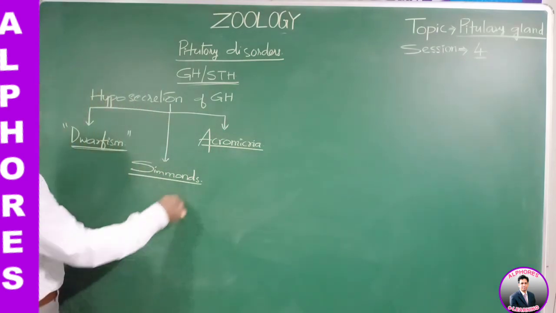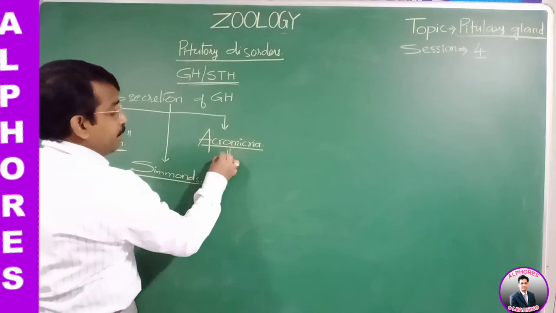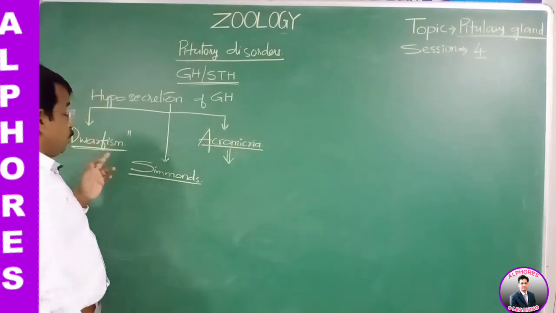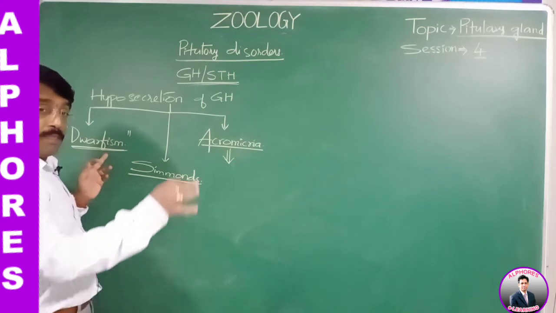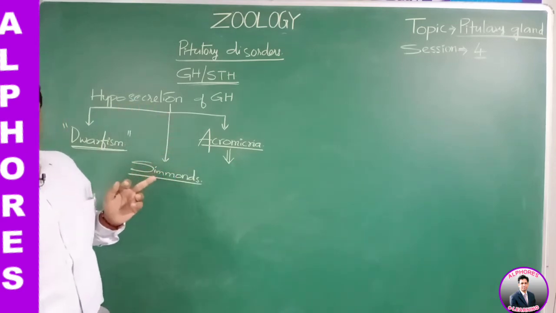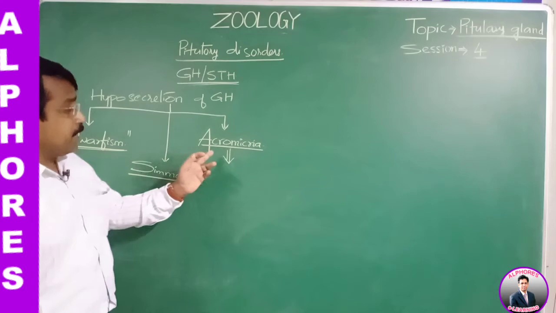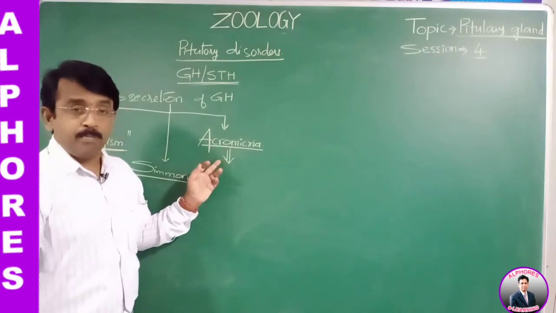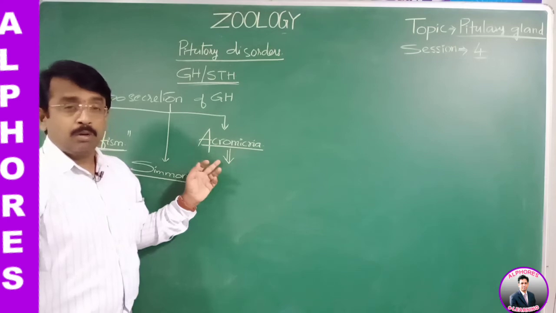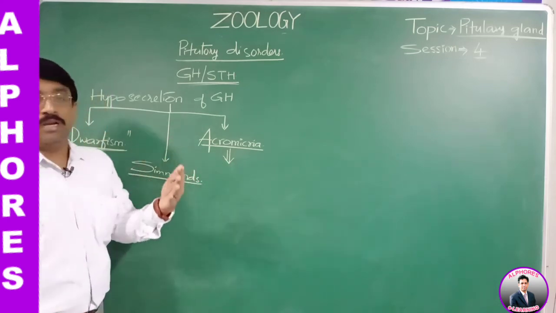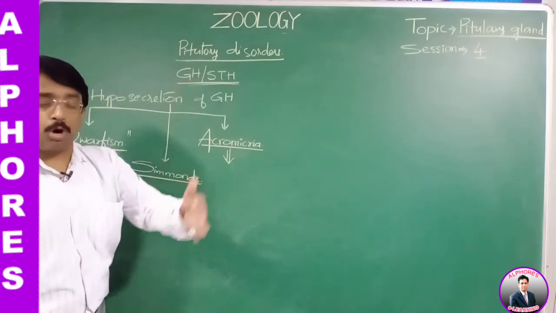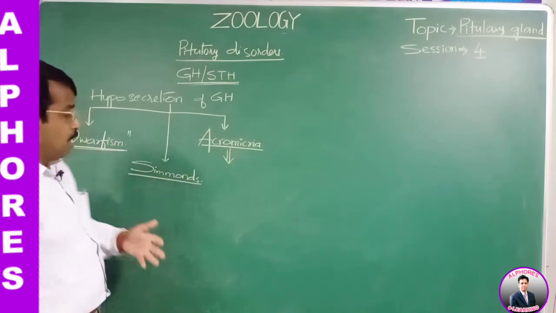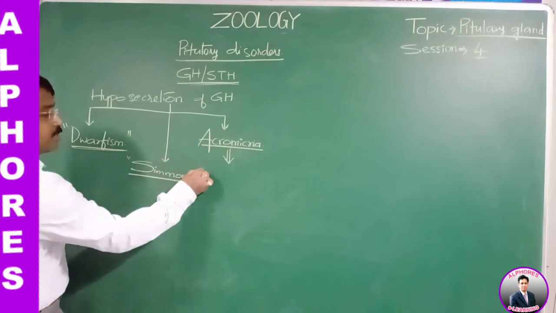Next, acromicria. It is seen when there is lower secretion of growth hormone in the young, before puberty. After puberty, it results in acromicria. And physically, they are very short. The limbs do not grow.